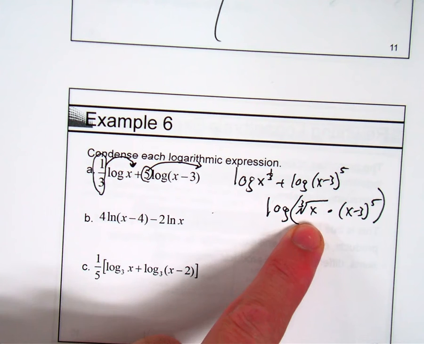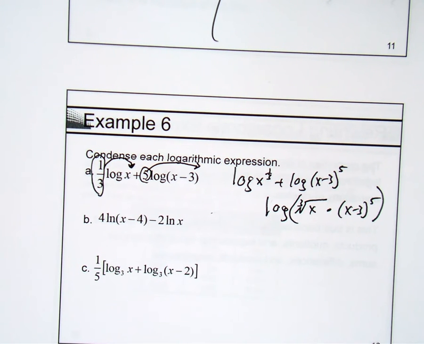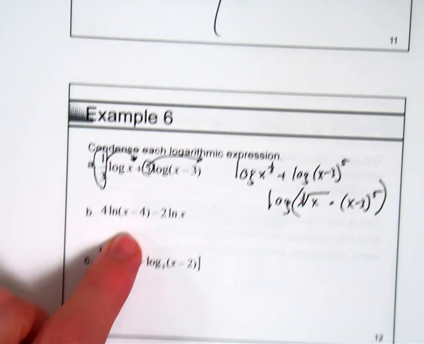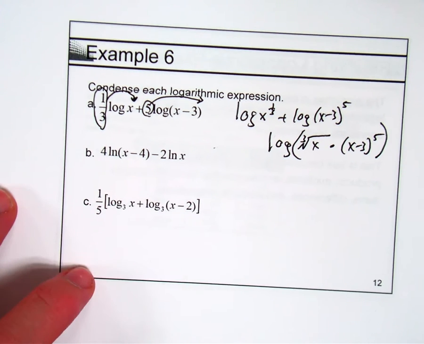So that's what the book will usually do. I don't care if you leave it as x to the 1/3 times x minus 3 to the 5th. Up to you. Alright, let's give you a minute or two to try to put these two back together.